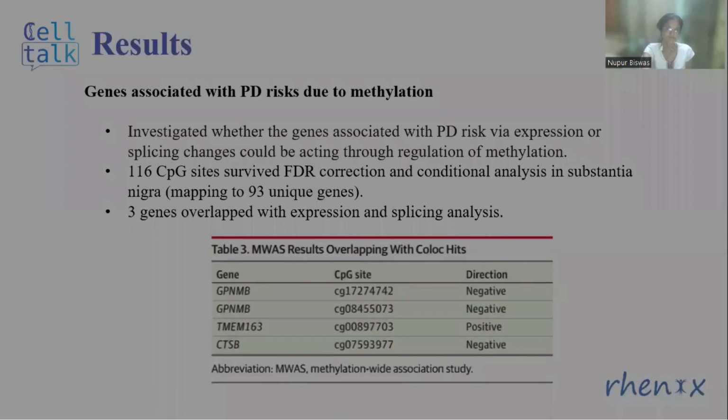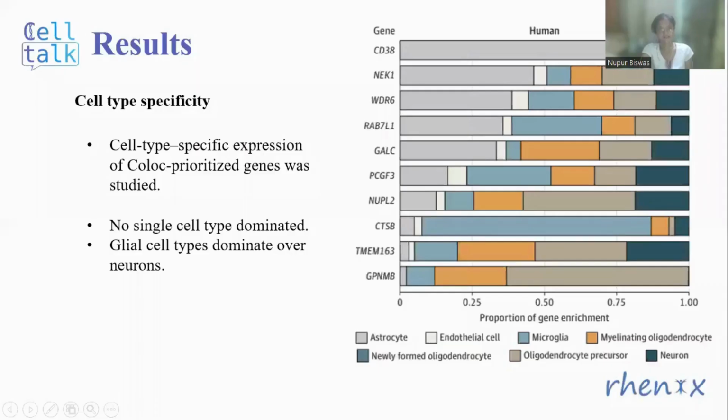Then they studied cell-type specificity, which means they wanted to explore whether these candidate genes are expressed in a particular type of brain cell, but no specificity was observed. Like the CD38 gene, it is mostly expressed in astrocytes, but other genes are not so populated in astrocytes. Although no single cell type dominated, they observed that overall glial cell types dominate over neurons. Glial cells include astrocytes, microglia, and oligodendrocytes. So these cell types dominate for all the candidate genes over neuron cells.